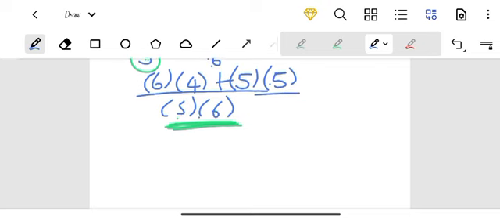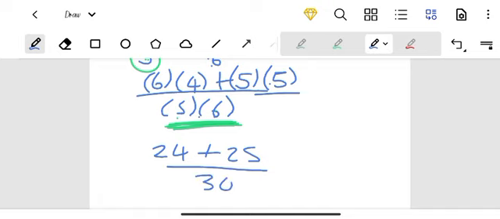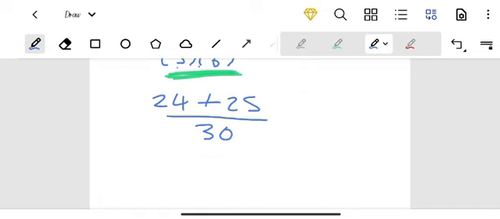The next thing that you do is 6 times 4. So it's going to be 6, 12, 6 plus 12. Okay, so it's going to be 24. Plus 5 times 5 is 25. All over that times that is 30. The next thing that you're going to do, you're going to say 24 plus 25, which is going to be 49, all over 30. So you can change this into our mixed fraction.